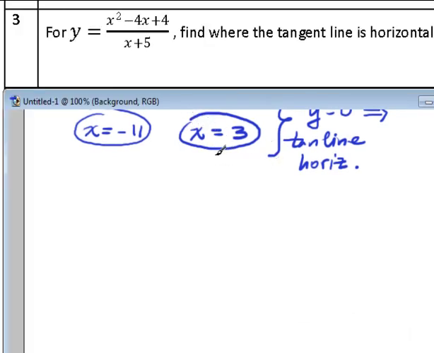Okay, so pause the video and copy the problem, and you can do problem 3 now.